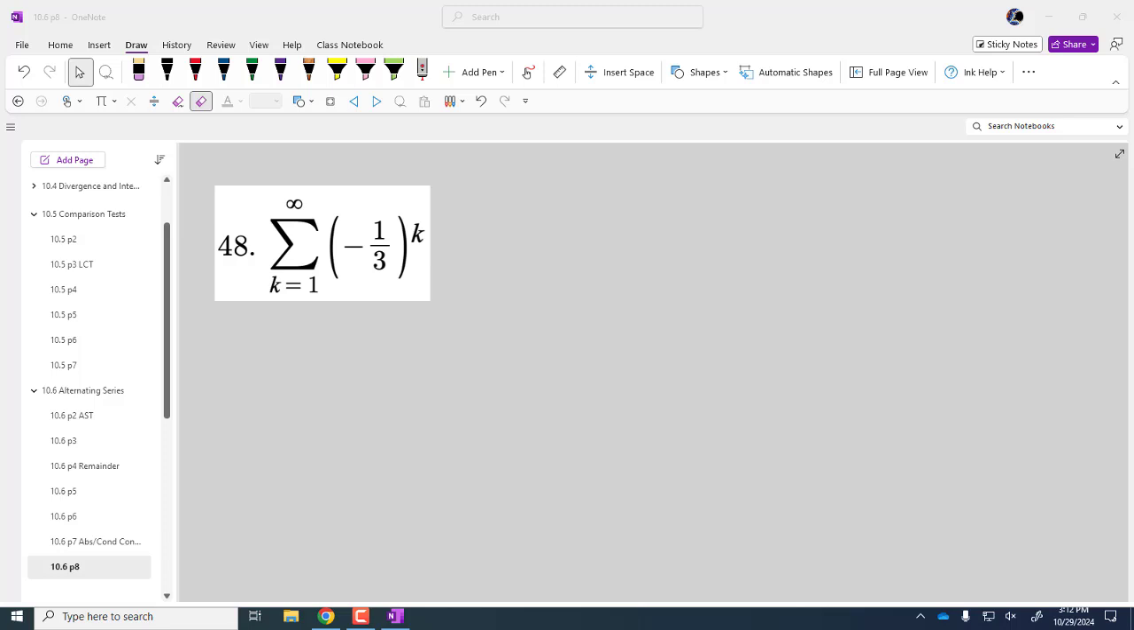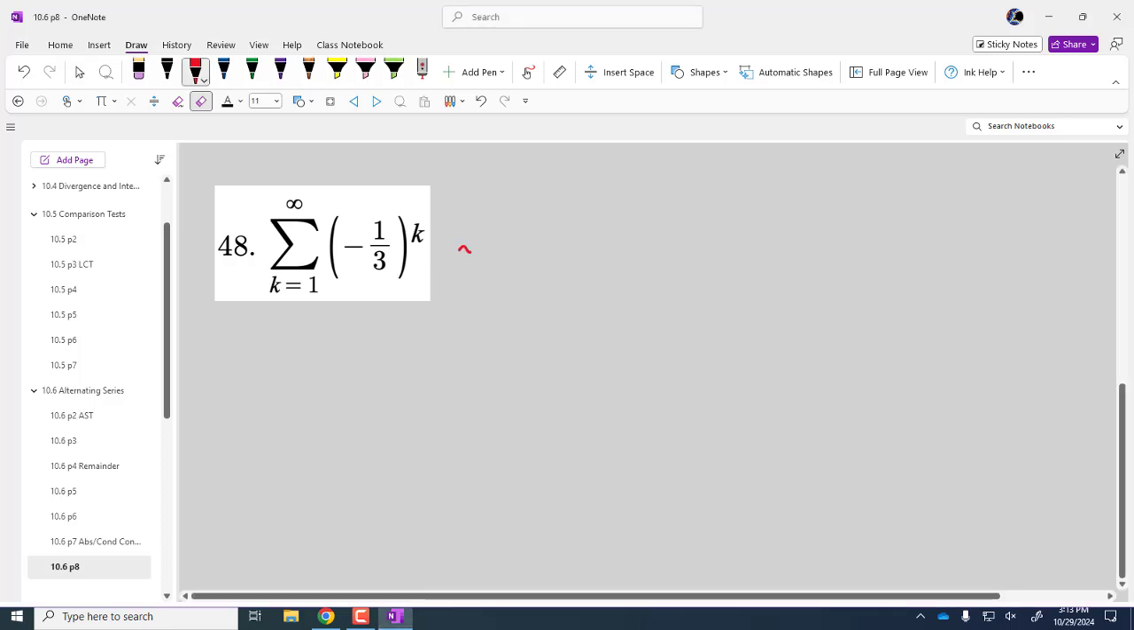What kind of series is that? Geometric. Does it converge or diverge? Converge, because R is less than 1 in magnitude. Yep. So this is geometric. Just a side note here, R is equal to -1/3, and the magnitude of R is less than 1. So therefore we have convergence. So we know it converges.